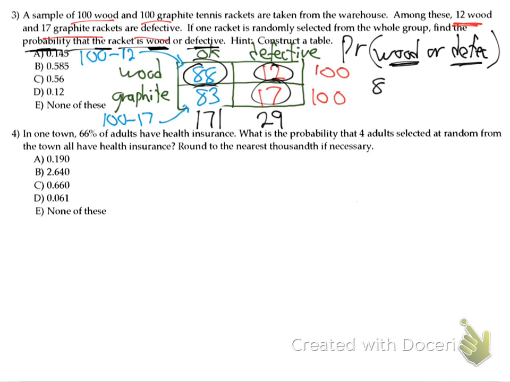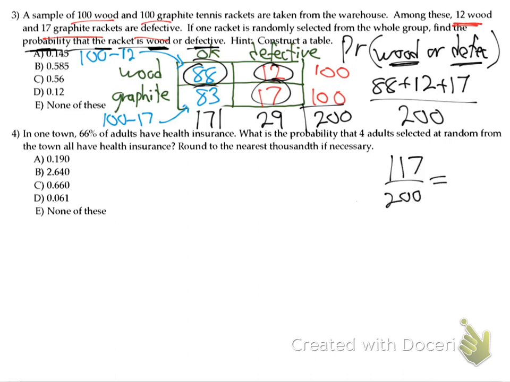So it's all those. So that'd be 88 plus 12 plus 17 over. Now, was this a given problem? No, there's no given. So the bottom will always be the total. What is the total? 200. If you add these up, either sideways or vertically, you'll get 200. 100 and 100, or 171 and 29, either way, it'd be 200. So it's going to be 117 over 200, which is 0.585, right there.